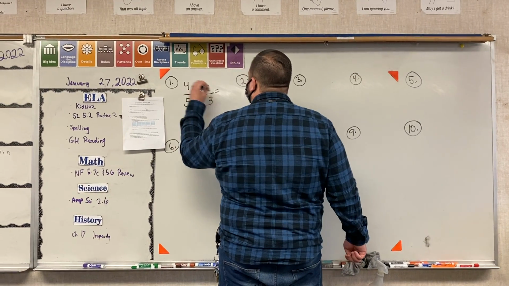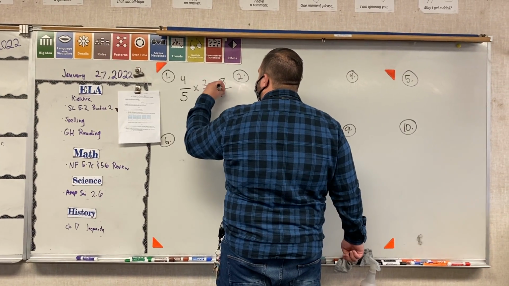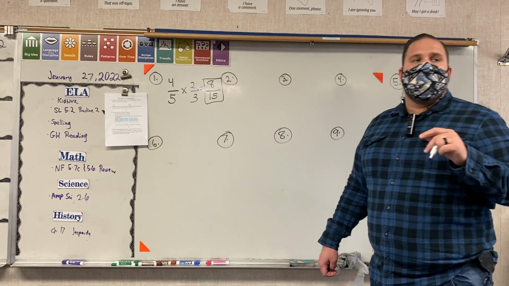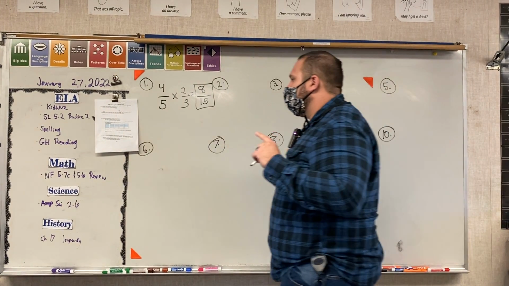So you multiply. 4 times 2 is 8. 5 times 3 is 15. Sorry, 8 over 15 is your final answer. All right. Number 2.